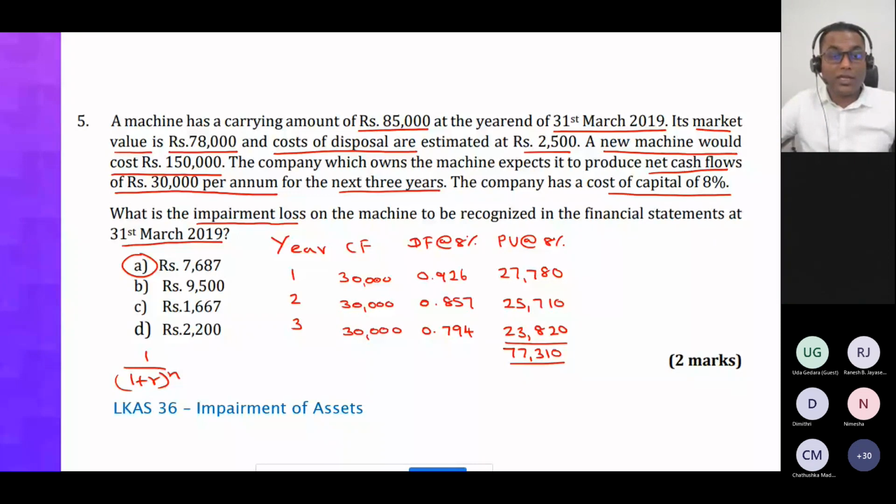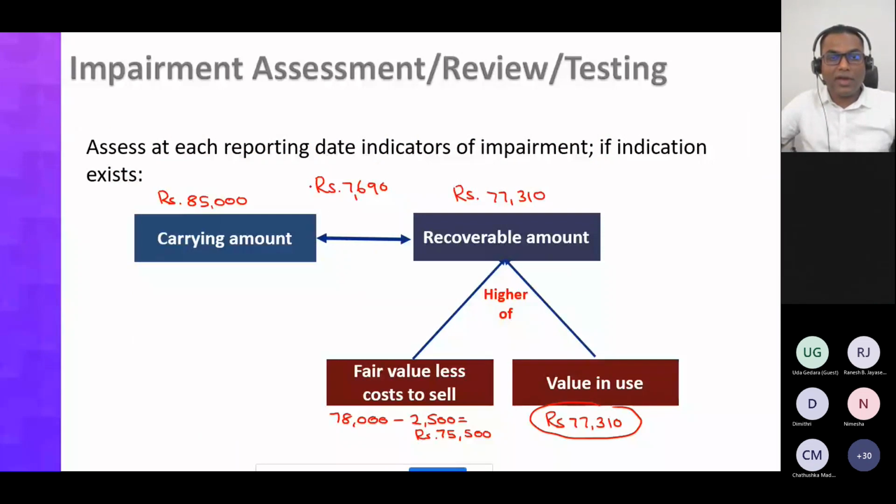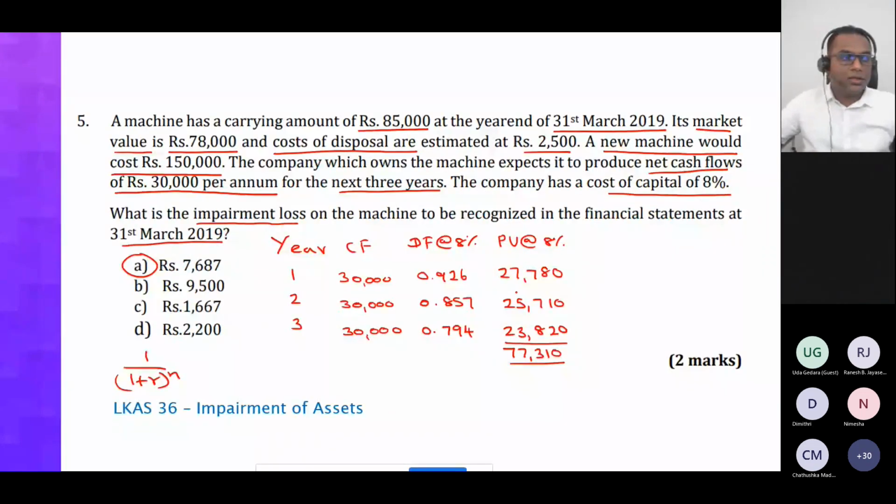And one can even use the annuity factor, right? Are we okay with that? Did you all understand this? I have to bring the asset value down to 77,310. So the double entry that I need to pass is: impairment loss, P&L, debit 7,690, and the asset account credit 7,690. I have recognized the impairment loss. Hope all of you understood. Any questions?